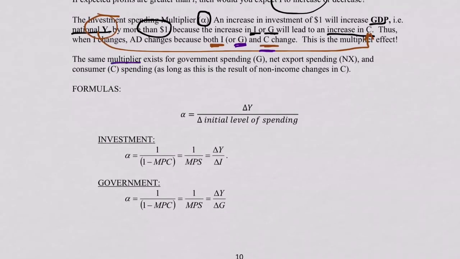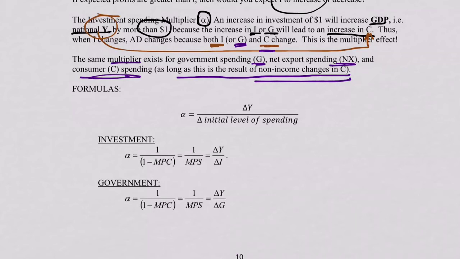Now, this same multiplier exists. I've already talked about government spending, but also when we talk about net exports, and it exists when consumer spending goes up, as long as the result is a non-income change in consumer spending. Okay? Then we have a multiplier effect with C going up. So if C goes up simply because we have greater consumer confidence, then there's a multiplier effect.